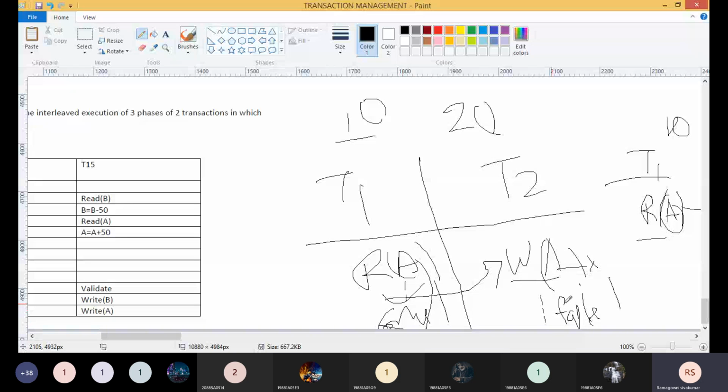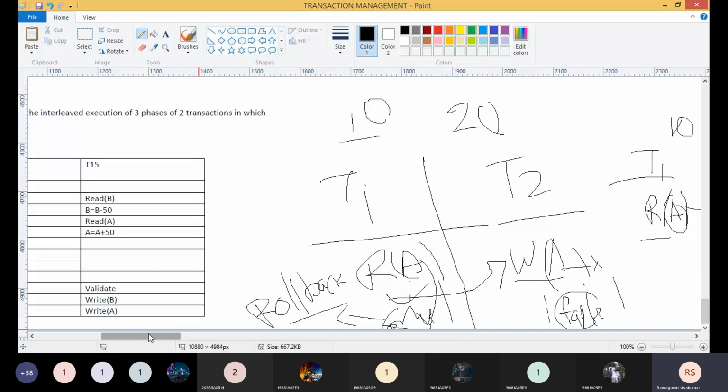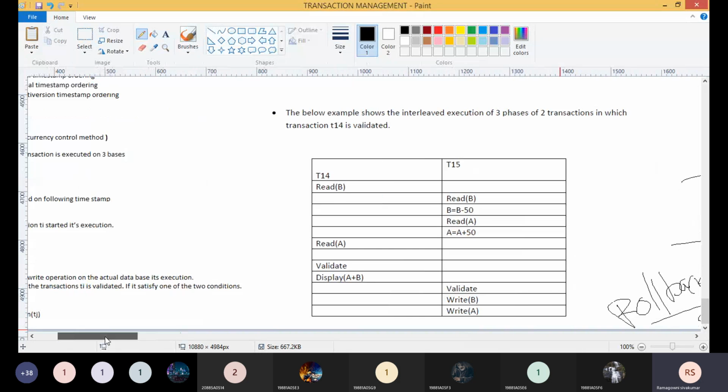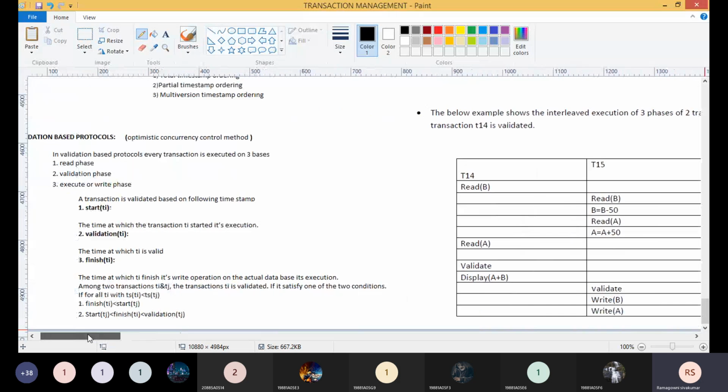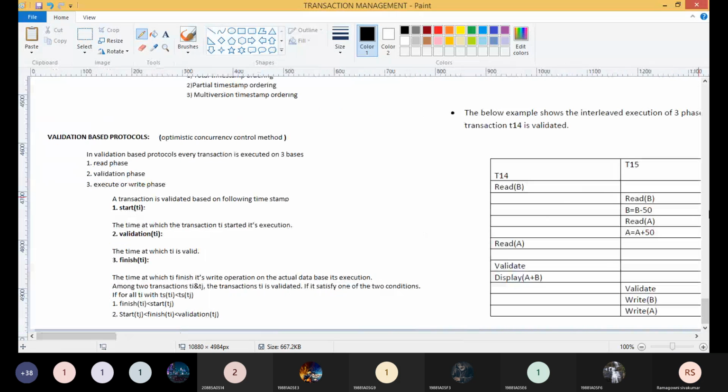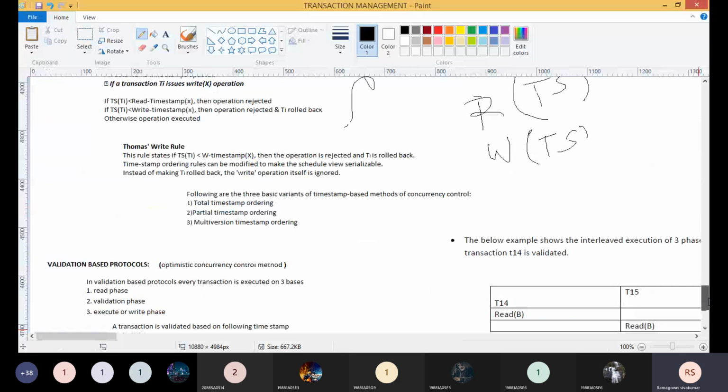So in this situation, if it fails or you are not performing these operations well, what is the alternate way? We have the rollback operation. That's what these rules are about. You can perform rollback.